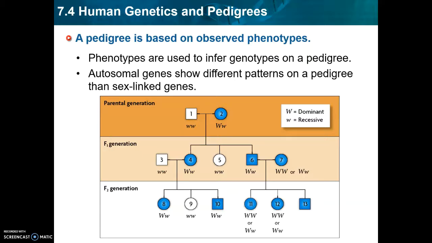Now let's look at 11, 12, and 13. All we know is they have a dominant phenotype. What we don't know is what their second allele is. We just don't have enough information based on the pedigree given to us. So they could be either homozygous dominant or heterozygous.